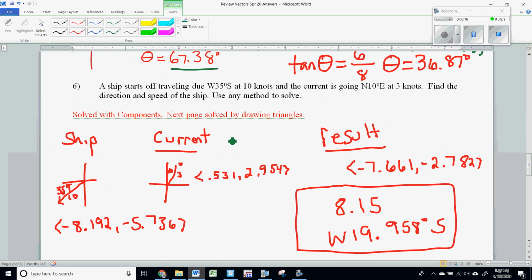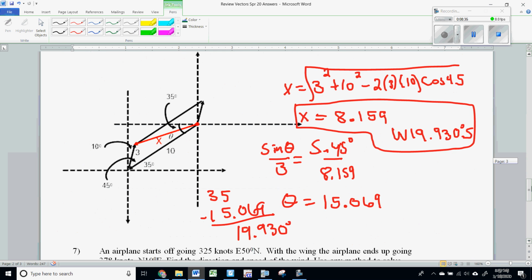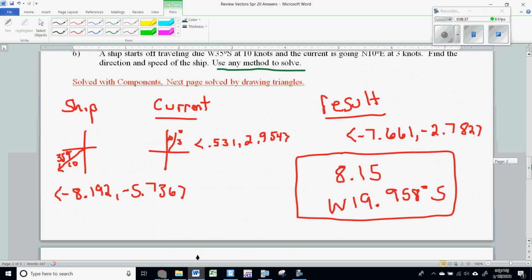The next one: a ship starts off traveling west 35 degrees south at 10 knots, and there's a current going north 10 degrees east at 3 knots. Find the resultant direction and speed of the ship, and we can use any method possible. Now, I'm going to go through it here both ways. Here I've done it with components. Here I've done it by the drawing. So let's talk about these both.